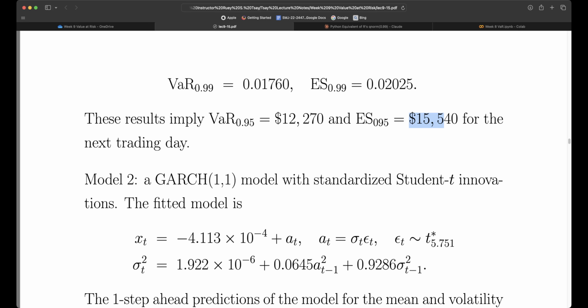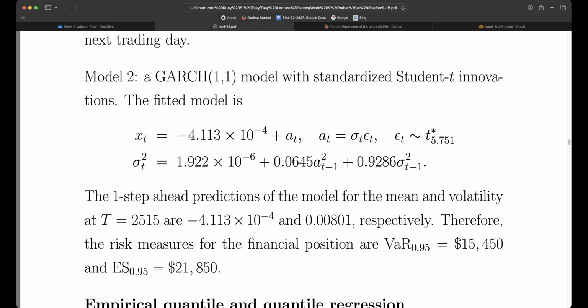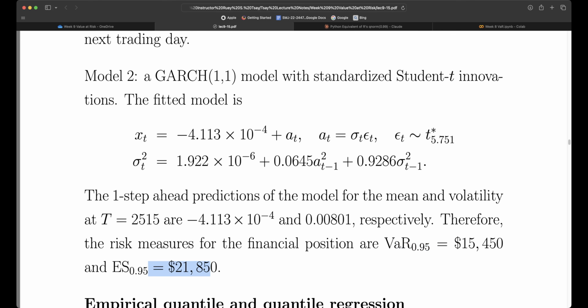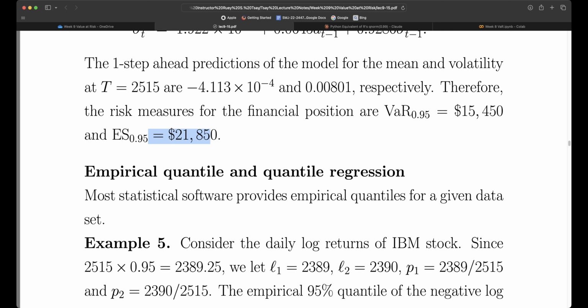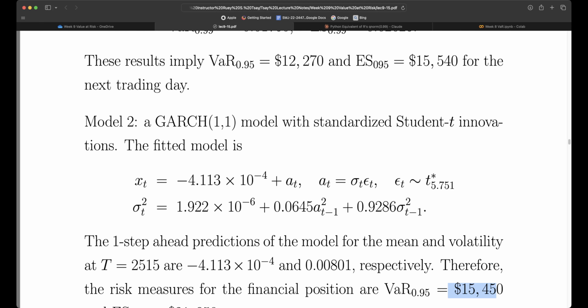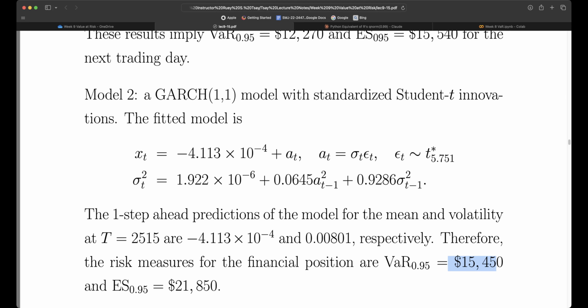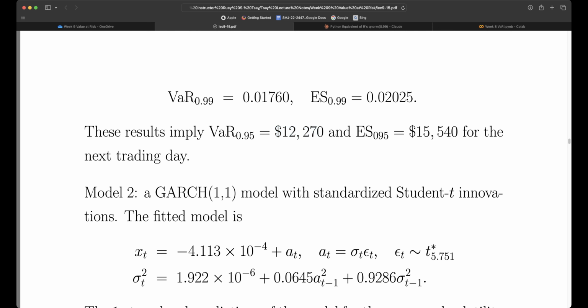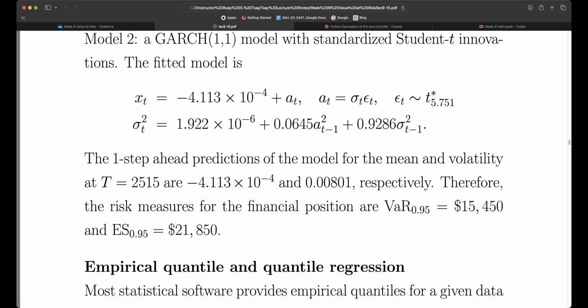Or we can use the GARCH(1,1) model with standard Student-t innovation. For the t distribution, the tail is thicker, so we have a larger number than this one. Clearly this number is larger, so risk is larger. With 5%, we can lose more than this. We have to compare this one. Under the normal, the extreme 5% loss is like this one, and under the t distribution the extreme 5% loss is almost $22,000.